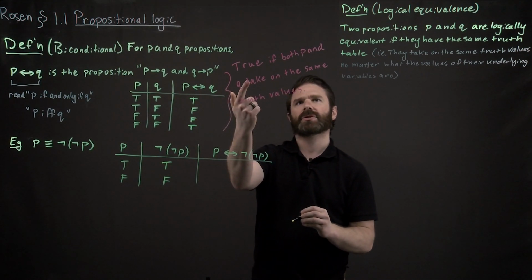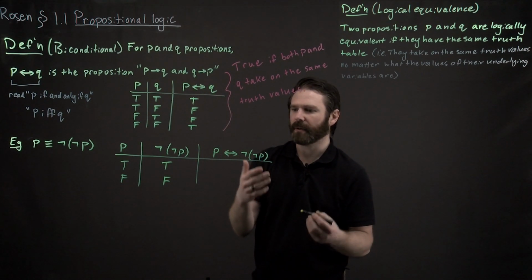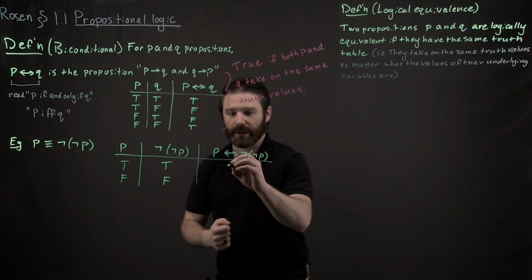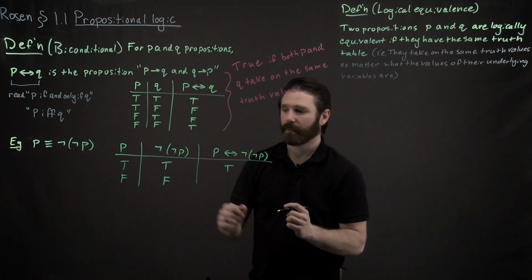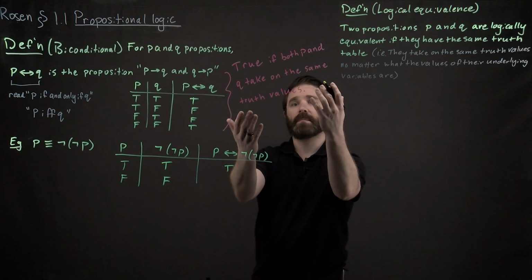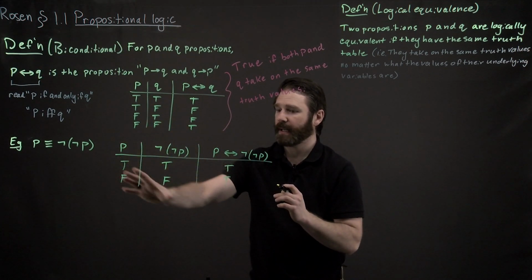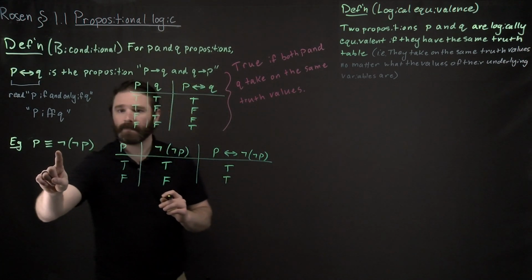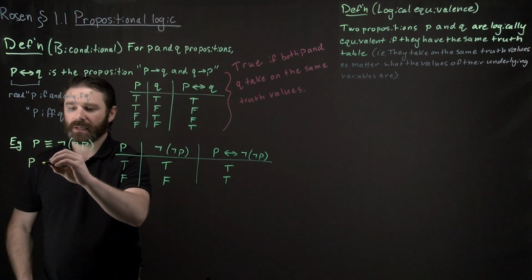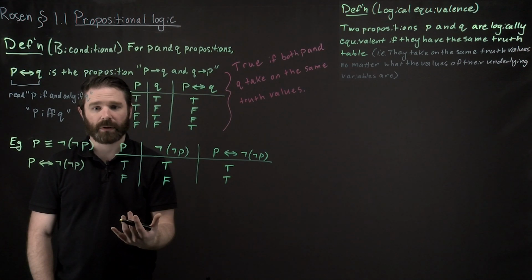Well, this biconditional right here, it's true if both sides take on the same truth values. So both the left-hand side and the right-hand side of this biconditional take on the same truth value. The left-hand side of this biconditional is true, and the right-hand side is also true. So that means, by our definition, that this thing is true. And if we look at the second row right here, the left-hand side is false and the right-hand side is false. They both take on the same truth values, so this thing here is true. So this right here means that P is logically equivalent to not P is saying the same exact thing as P if and only if not P right here.